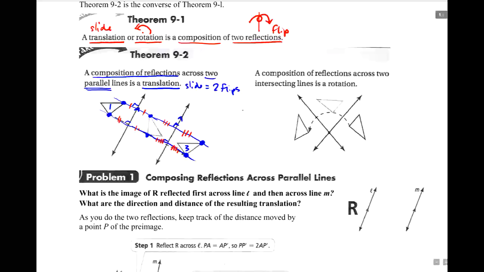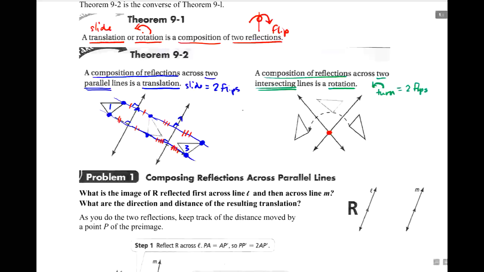Let's look at the next one. A composition of reflections across two intersecting lines is a rotation. So we get a turn, right? A turn equals 2 flips, but this time our lines are intersecting. And so we see here's our point of intersection, and you can see by the dashed line that's going to be our center of rotation, but we are not rotating this time.